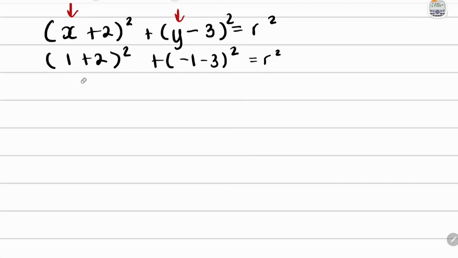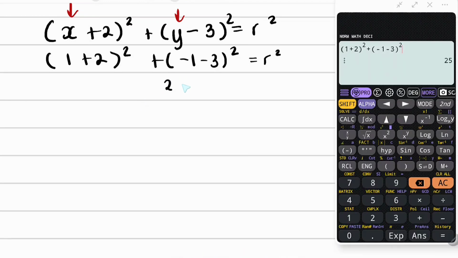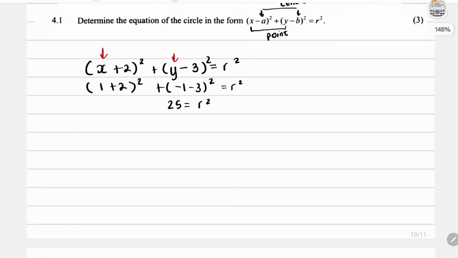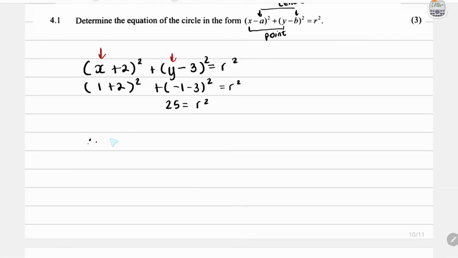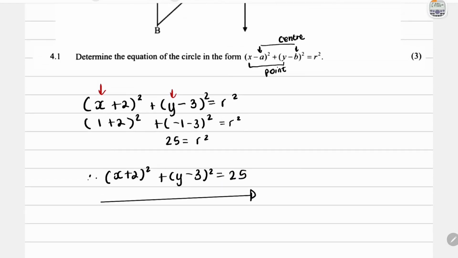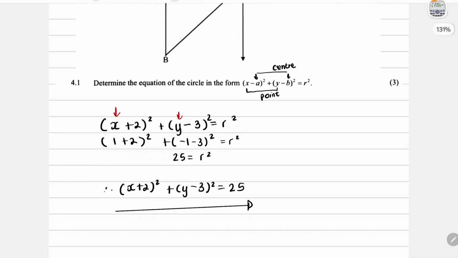Okay, so let's go ahead and substitute this onto the calculator just to make things quicker. And so you see that R squared is equal to 25. Okay, so there we go. We found R squared. And so that means that the equation of the circle is X plus 2 squared, plus Y minus 3 squared is equal to 25. We're just using this one because R squared was the only thing missing here. And that is the equation of our circle. Okay, moving on to the next question.